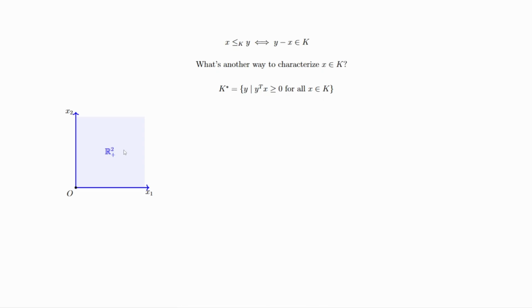So what is the dual cone of the positive orthant? So we need to find all vectors y such that y transpose x is greater than 0 for all x in this positive orthant. So the key insight is when we choose x to just have one component equal to 1 and all the others equal to 0, then x is the ith standard basis vector. So that means in the ith position is 1 and everything else is 0.